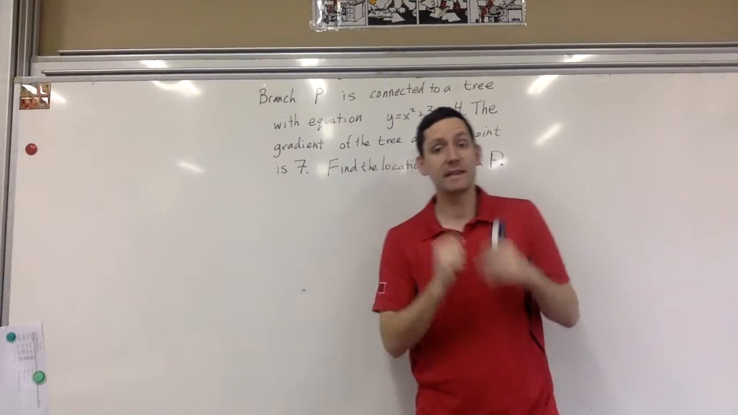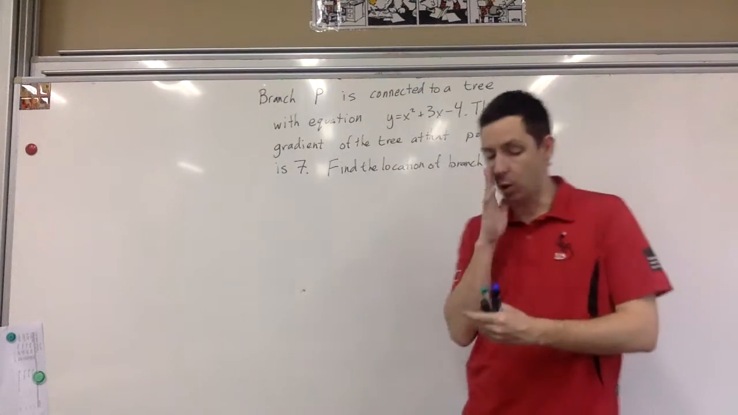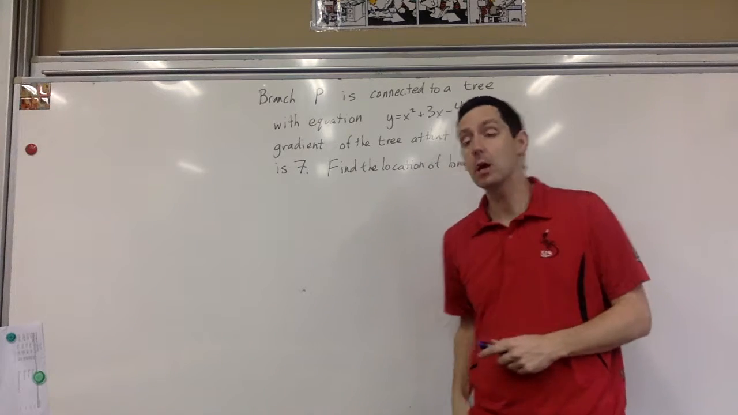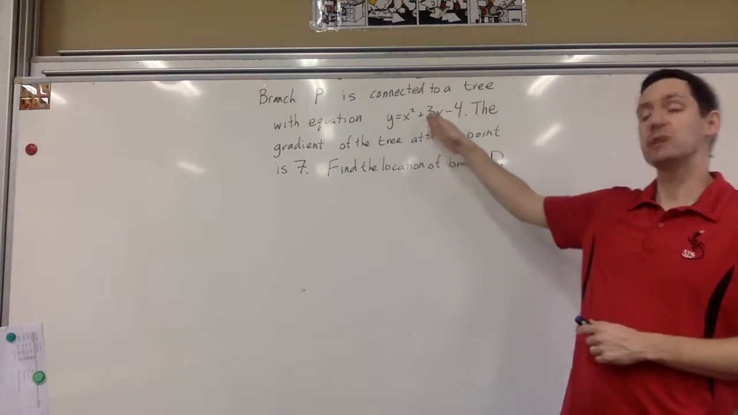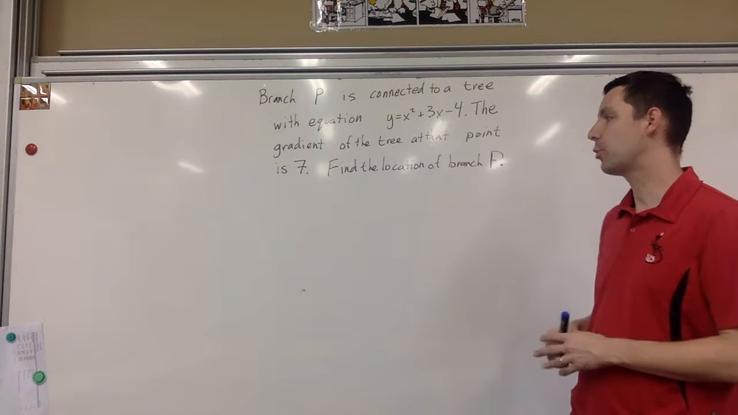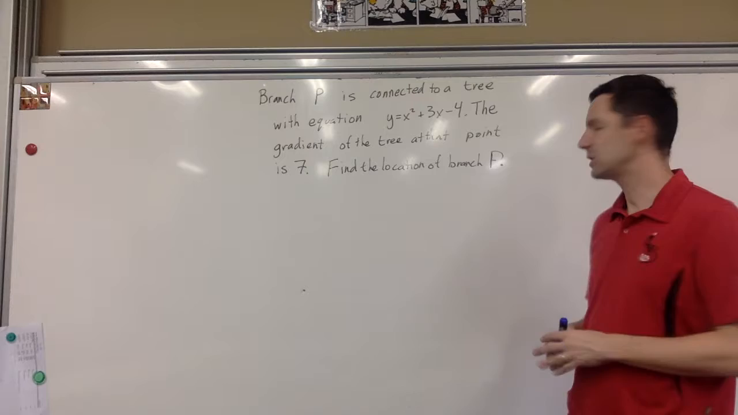All right, so we're on to the next part of our quest, and here we go. We got this tree. Branch P is connected to a tree with the equation y equals x squared plus 3x minus 4. The gradient of the tree at that point is 7. Find the location of branch P.